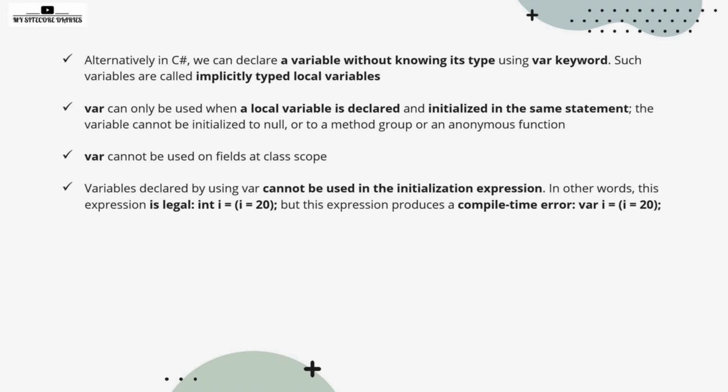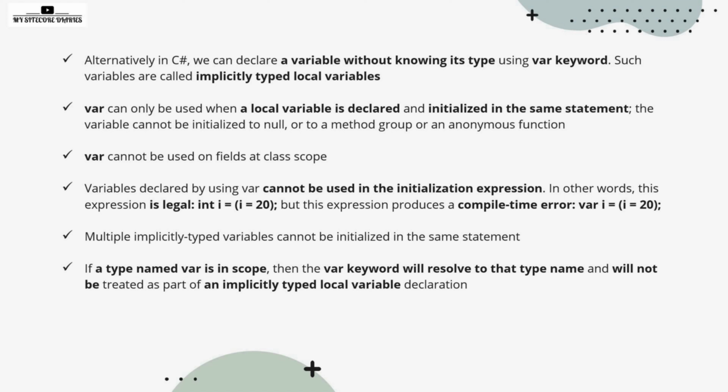Variables declared by using var cannot be used in the initialization expression. In other words, an expression like int i = i + 20 is legal, but if you use var instead of int, it will throw a compile time error. Multiple implicitly typed variables cannot be initialized in the same statement. You can define multiple built-in variables like int i, j, but you cannot do it for implicit types.